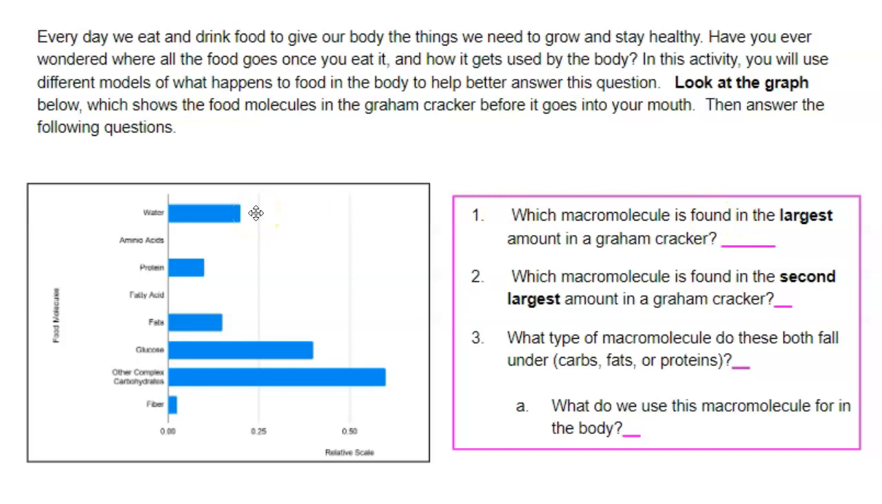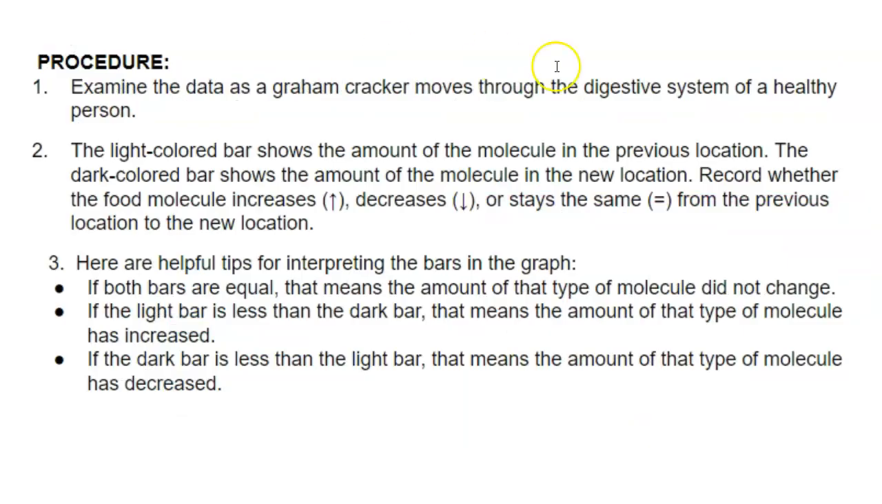So which molecule is found in the largest amount? That would be which one has the largest bar here. And as you can see, it's other complex carbohydrates, okay? Second largest, and then answering a couple questions there. Here is where the beginning of the little bit of a tricky part comes in.